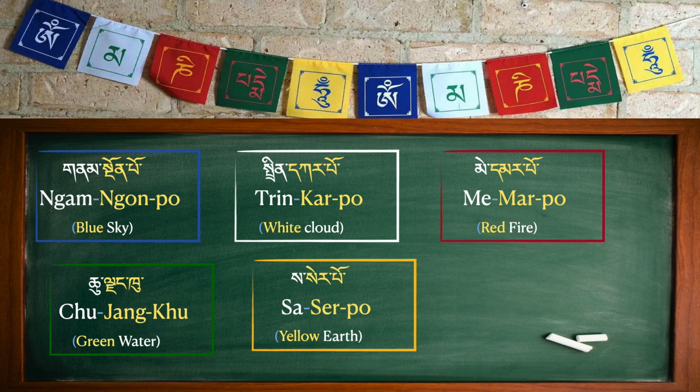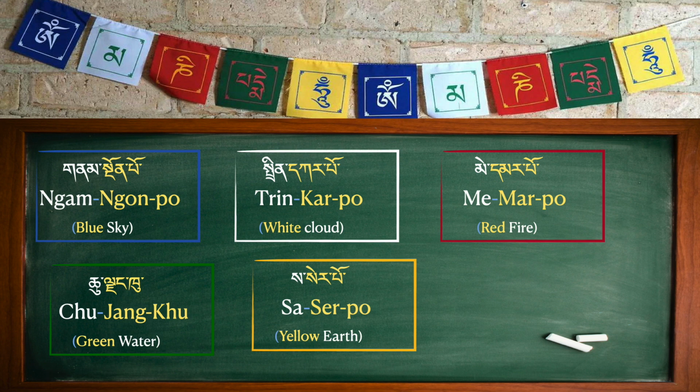Finally, we have the yellow color. So sa. Sa, that is earth in Tibetan language. So sa also means earth, as well as land. Yellow in Tibetan is serpo. So yellow earth is sa serpo.